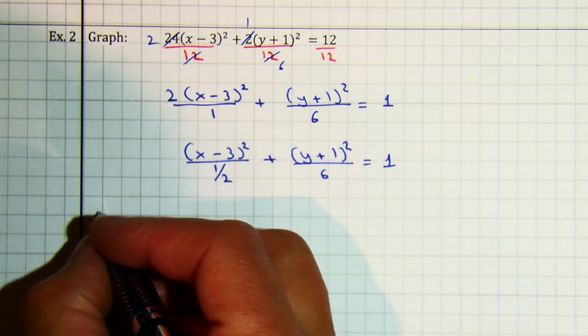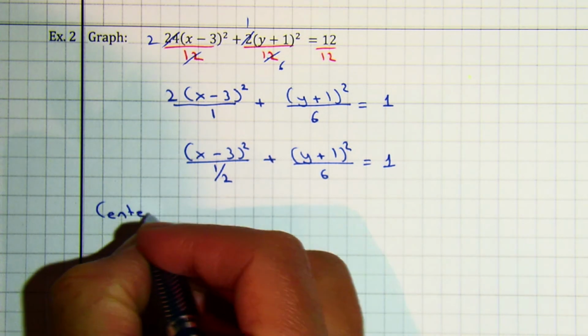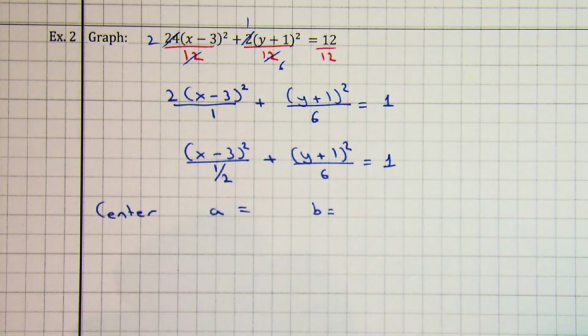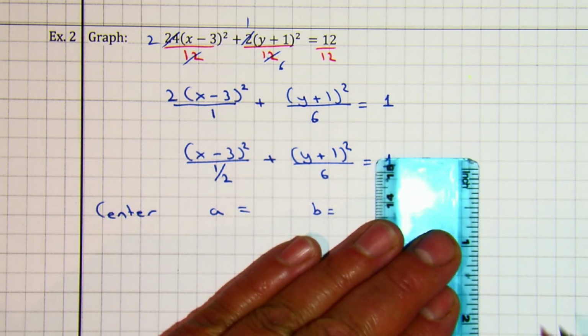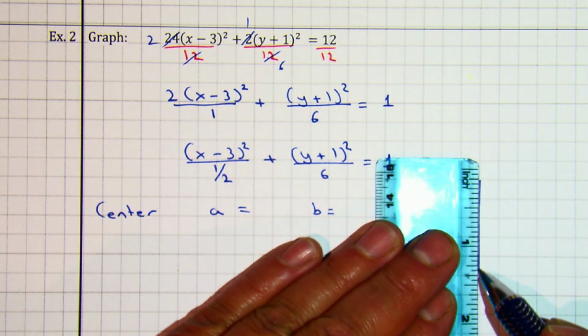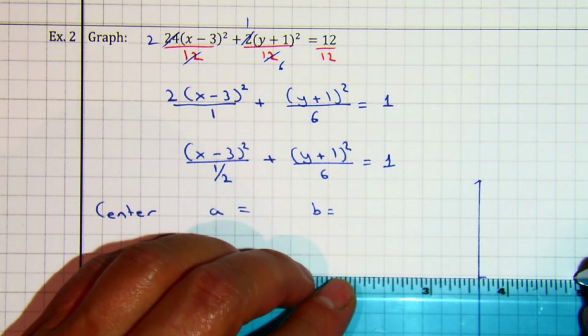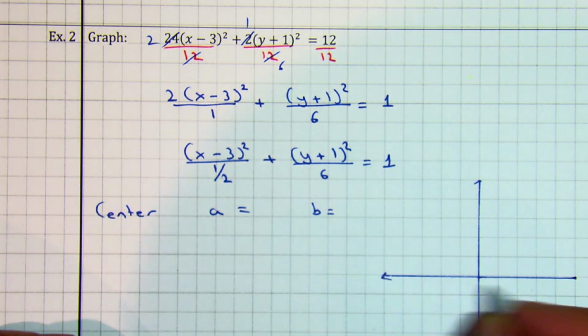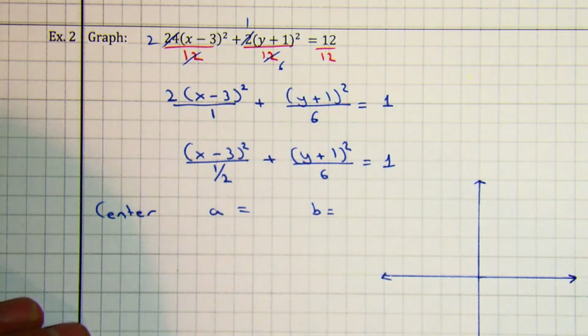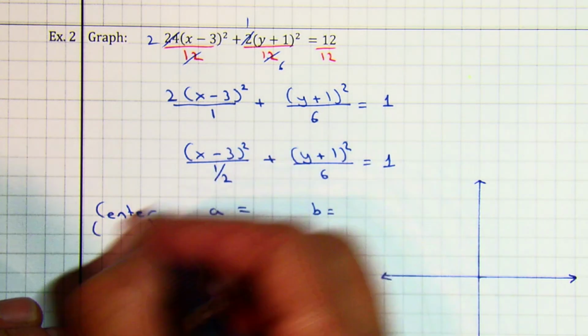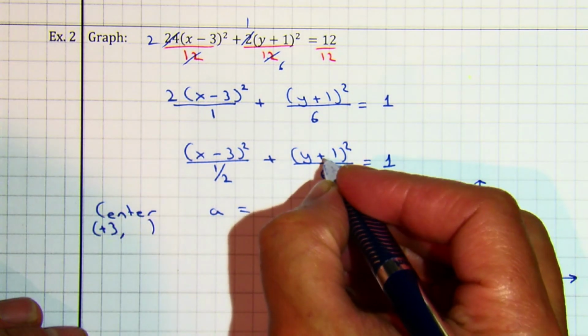So now I can find my center. I can find the value of A, the value of B. And I want to make a graph. I want to just make it 5 by 5. So what is my center? H and K, positive 3, negative 1.